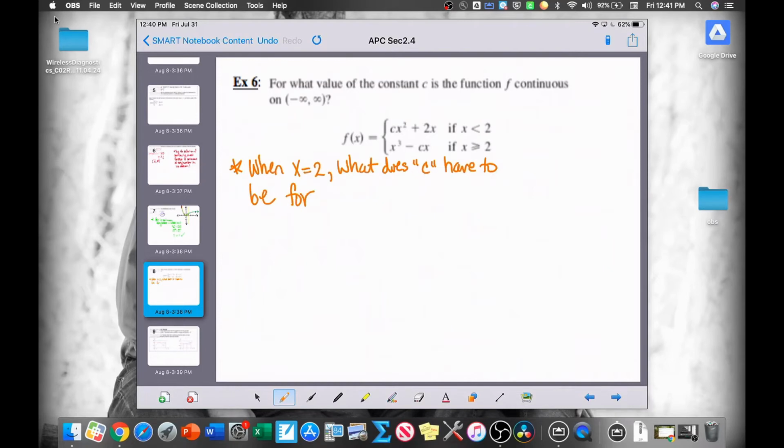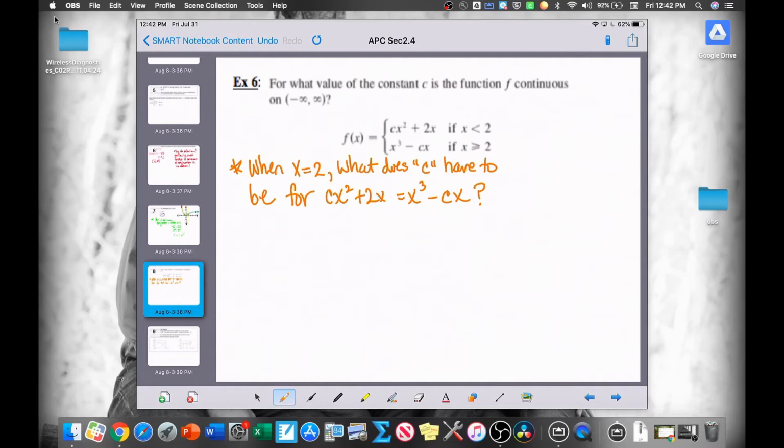We need them to meet at the point x equals 2. So we would have to figure out what our c value would have to be in order for this to happen. Okay, so this is the question we're trying to answer. When x is 2, what does c have to be in order for these two equations to equal each other so that they meet at that point and our function is continuous?